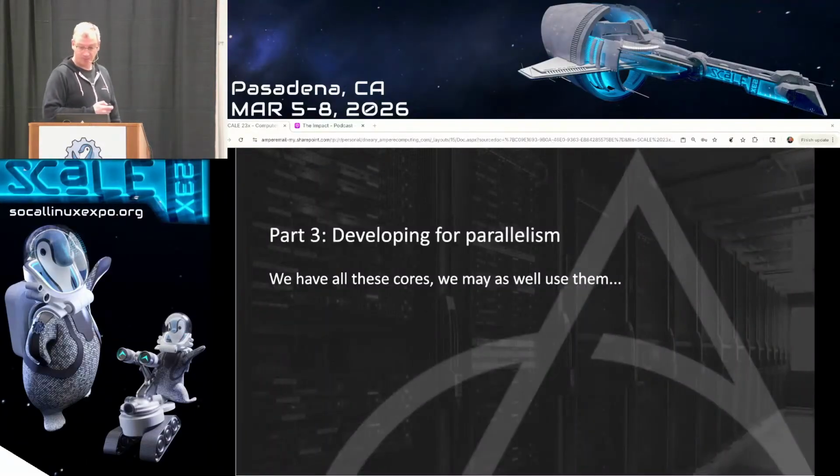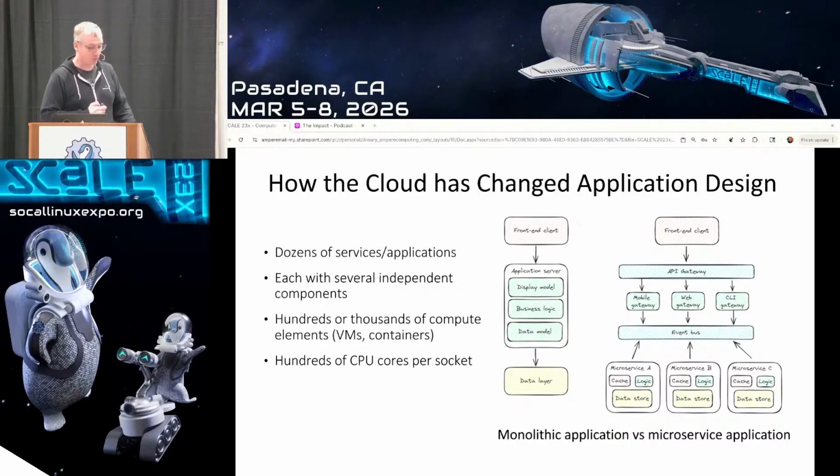Okay, we're running out of time fast, so I'm going to just zoom through developing for parallelism. Why is this important? The cloud has kind of changed how we develop code and how we develop applications. We now have dozens of services or applications. Each have their own components. Each are running on virtual machines that can have lots of compute. Right? We talked about the Ampere 1, 192 cores. It doesn't make sense to run a single-threaded application on a 192-core machine. You're going to have one red-hot core and 191 that are sitting idle doing nothing, right?